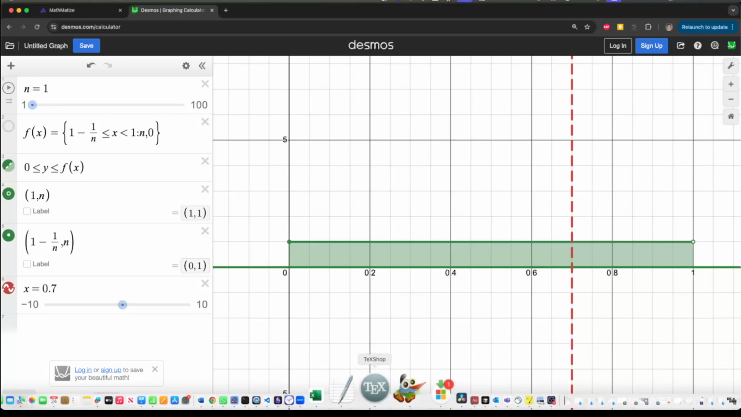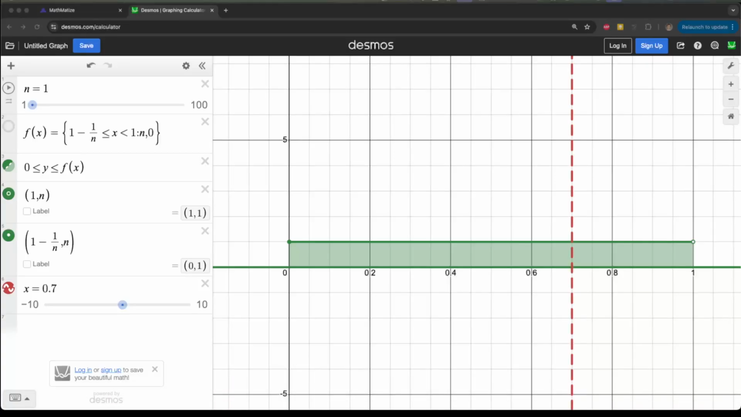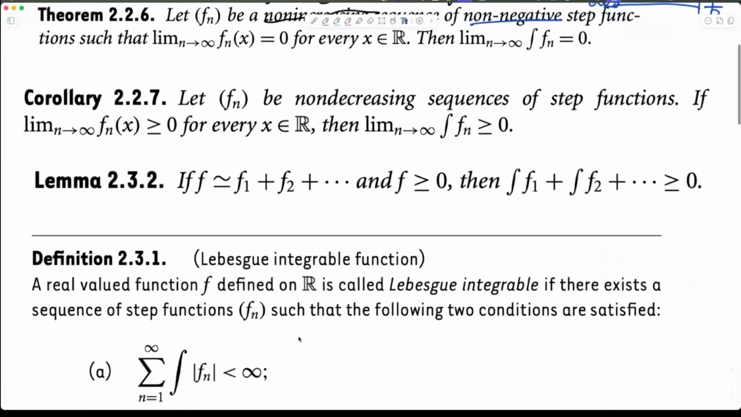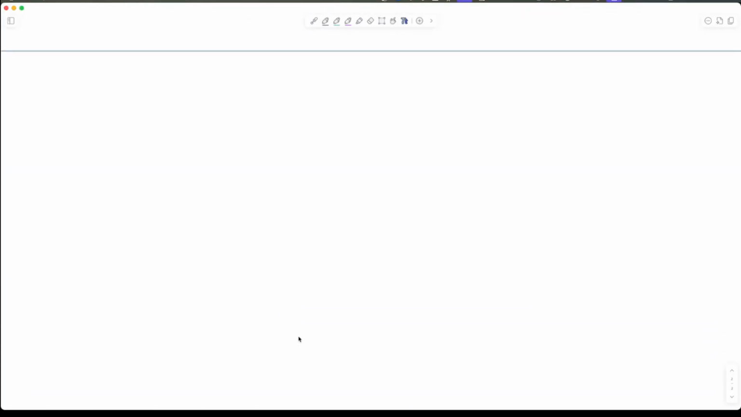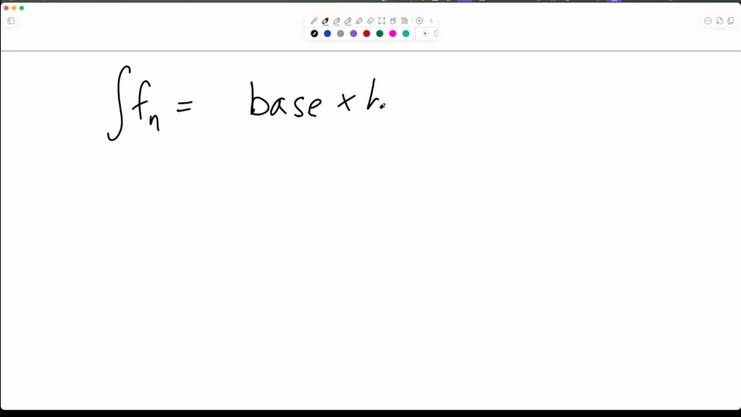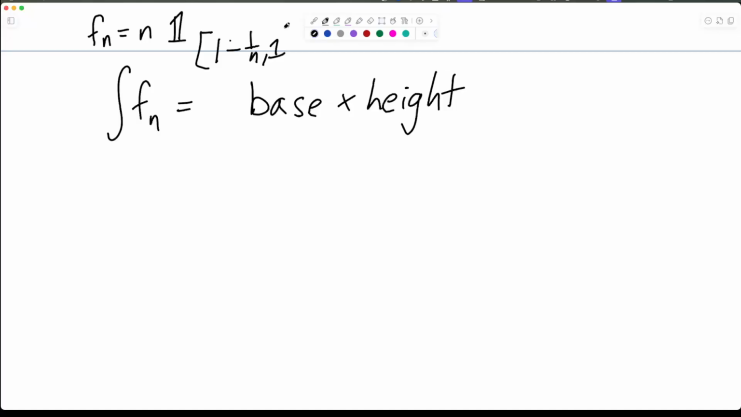What is the area of this thing? Let's get some chalk out. Okay, this is what we're going to be saying, but let's do a little scrap work over here. What is the integral of fn? The integral of fn equals base times height. What is the base and what is the height? So this is for the function fn, which is n times the indicator from 1 minus 1 over n to 1. So what is the base and what is the height? Anyone do it this way?